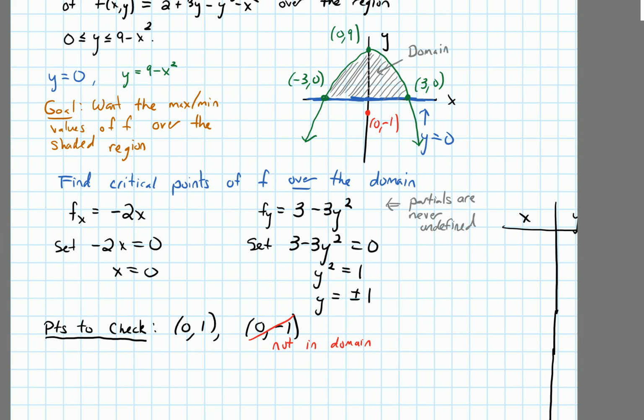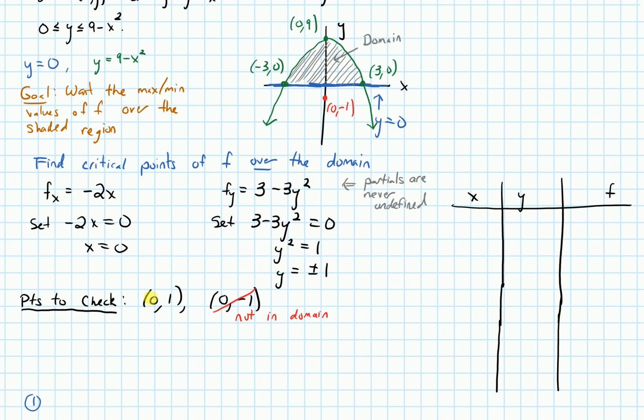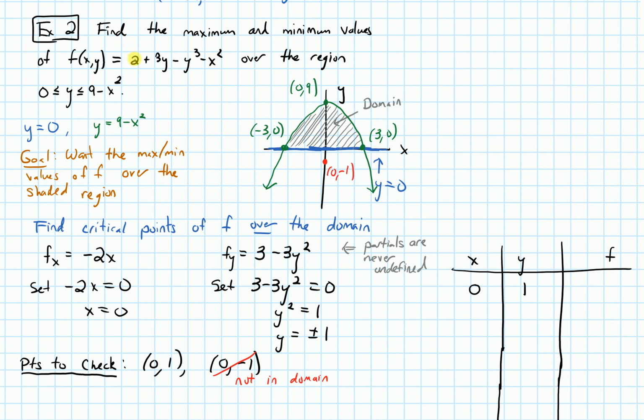So what I'm going to do is start to form a table and keep track of the possible candidates where the max or min might happen. At this point we have one candidate, which is the point (0, 1). So I'm going to plug those values into the original function. So here's the original function. If I plug in 0 for x and 1 for y, we'll get 2 plus 3, which is 5, minus 1, so 4, and then minus 0, so overall 4. So our function's value is 4 when we plug in 0 for x and 1 for y.